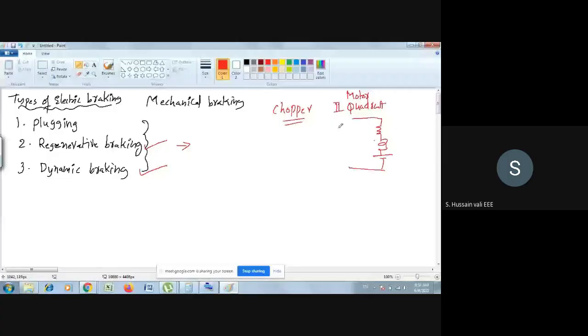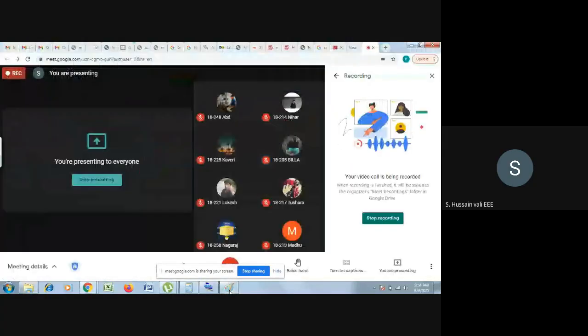right now we will discuss how you make this regenerative braking actually. So how do you do this regenerative braking? What is the logic behind it?